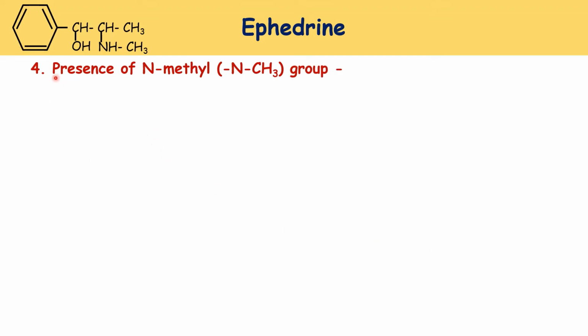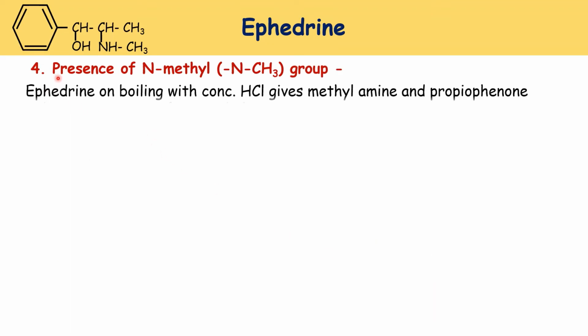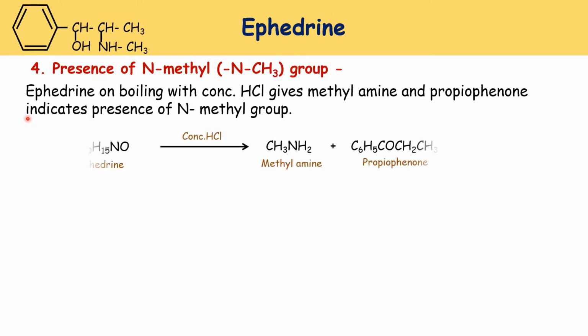Then the next step is presence of N-methyl group. It is detected as follows. Ephedrine on boiling with concentrated HCl gives methylamine and propiophenone, and that indicates presence of an N-methyl group. This is the reaction. Ephedrine is treated with concentrated HCl. We get the products methylamine and propiophenone, and formation of methylamine indicates the presence of the N-methyl group in the compound. This is the N-methyl group in ephedrine.